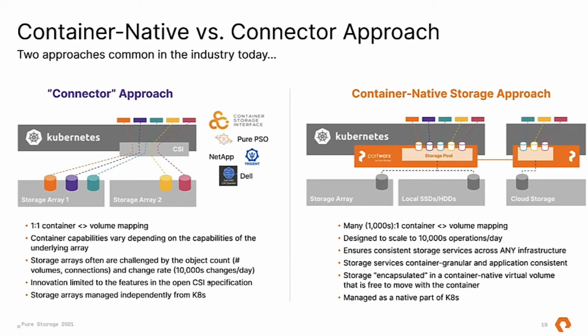And importantly, as we talked about on the previous slide, it lets us get that container granular and app consistent set of storage services that we need in a container first and an application first world. So when we do things like disaster recovery, when we do things like HA, when we do things like backup and restore, we can do all of that at the container granular level, which is something that CSI doesn't really allow us to do.